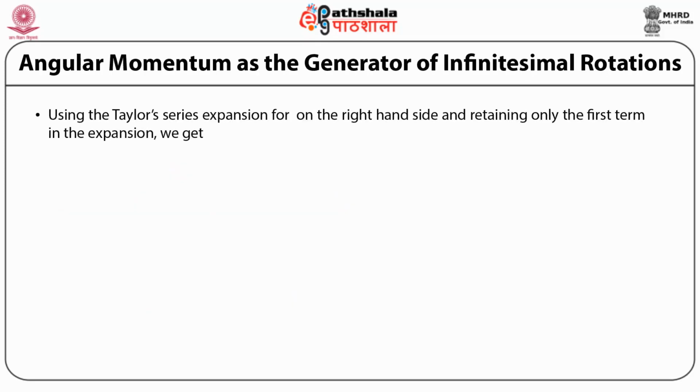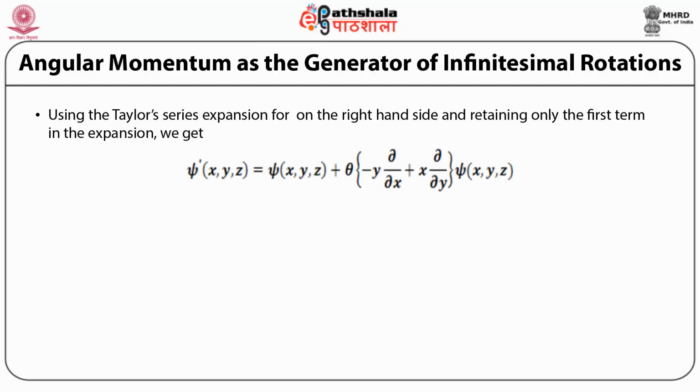Using the Taylor series expansion for ψ on the right hand side and retaining only the first term in the expansion, we get ψ'(x,y,z) = ψ(x,y,z) + θ(−y ∂/∂x + x ∂/∂y)ψ(x,y,z).